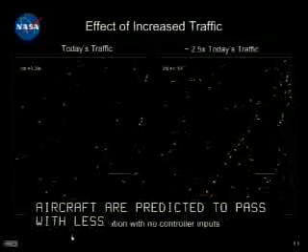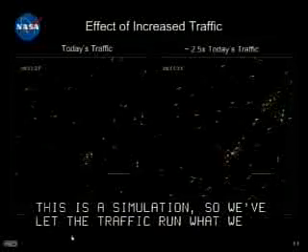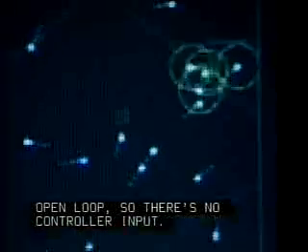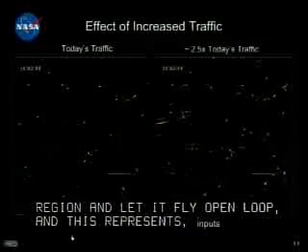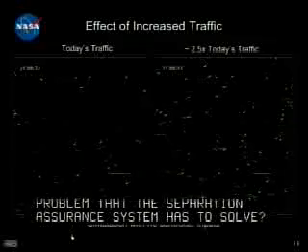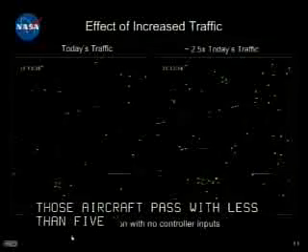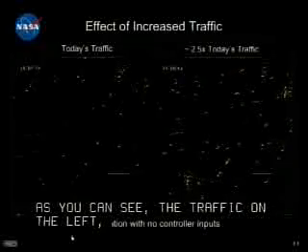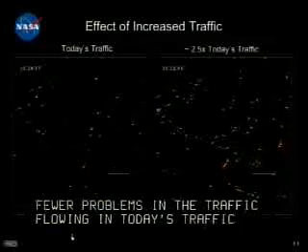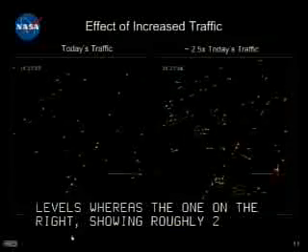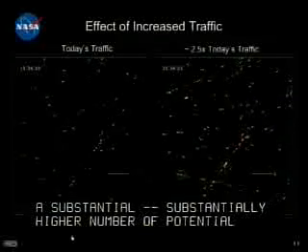Now this is a simulation, so we've let the traffic run what we call open loop. So there are no controller inputs. We let the traffic fly into the region, and we let it fly open loop. And this represents the problem that the separation assurance system has to solve. It has to make sure that there are no red circles up there. It has to make sure that none of those aircraft pass with less than 5 miles. And as you can see, the traffic on the left, in today's traffic levels, has quite a bit fewer problems, whereas the one on the right, showing roughly 2.5 times today's traffic, has a substantially higher number of potential conflicts that have to be resolved.